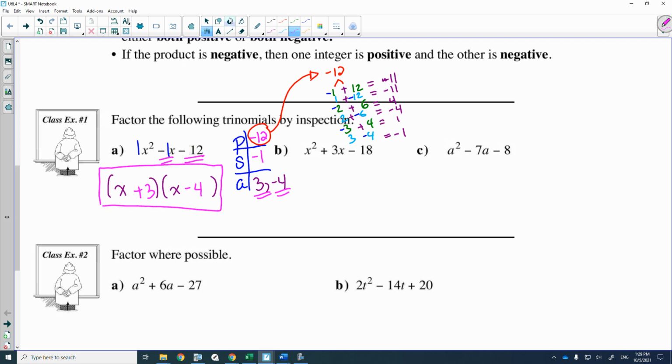Let's do B. Okay, so again, my C value is a negative number. So set up your chart if you want to. When you get really good, remember you're not even doing the charts. PSA, you're looking for a product of negative 18 and a sum of 3.